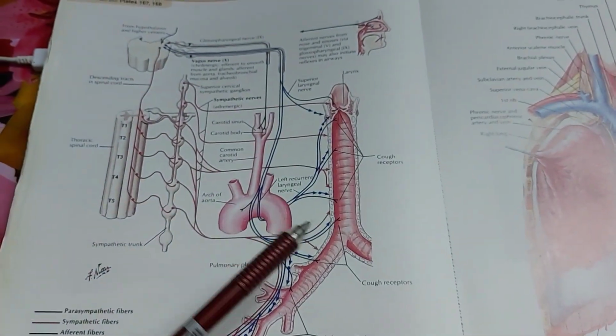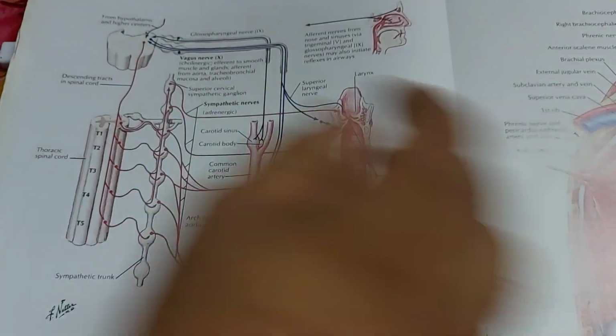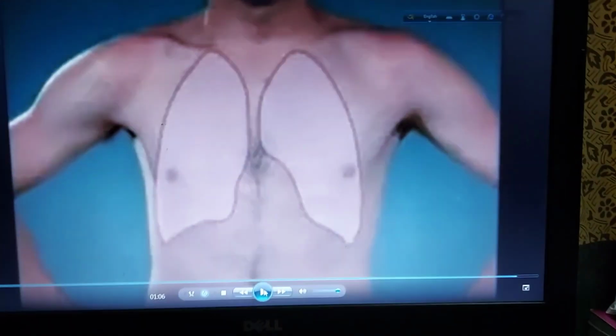In the tracheobronchial tree, you have seen that in the trachea there is the C-shaped ring here. Here is the cartilage, and there is the smooth muscle. Smooth muscle is the muscle that is not controlled by our will. We cannot intentionally or voluntarily control that muscle. That is controlled autonomously. That means the autonomic nervous system controls these smooth muscles.